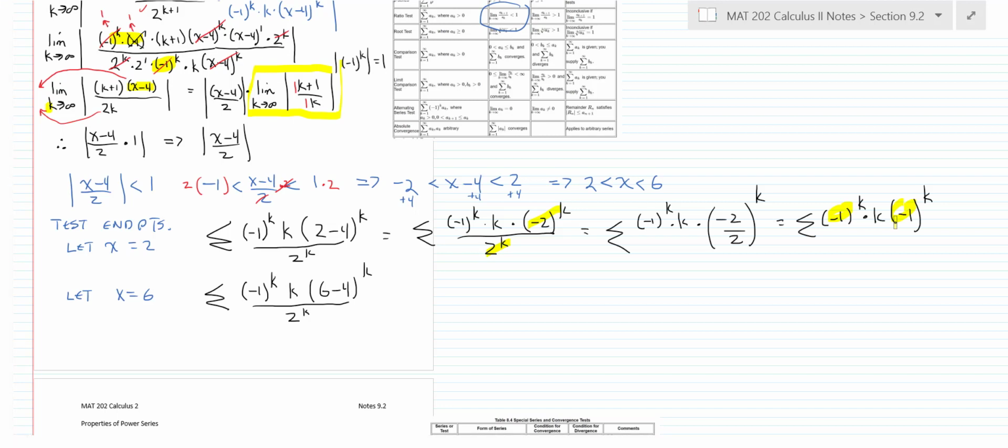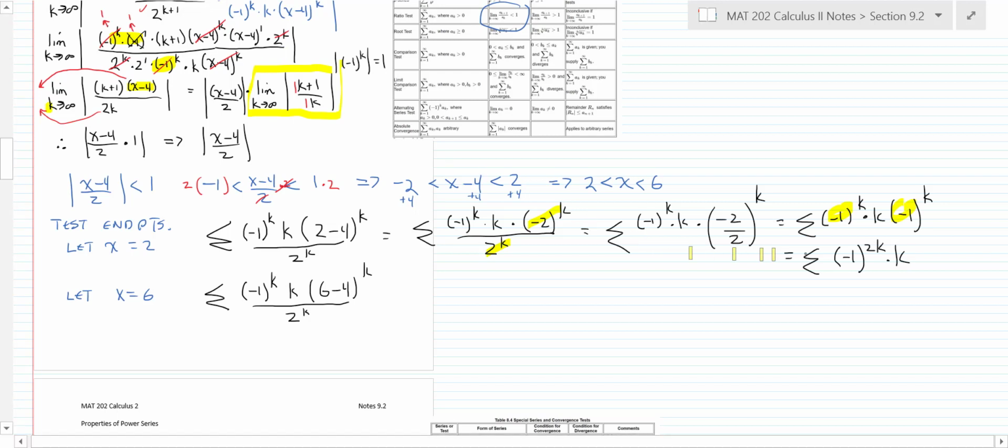The base is the same, -1. So I'm going to write one more thing on this. So let's write down, we have the series of (-1)^(2k) times k. Now we're ready to start thinking about whether that converges or diverges. Okay? Now, this is what's important on this problem, so pay attention to this. If that's a 2k, what kind of exponent is that always going to be?